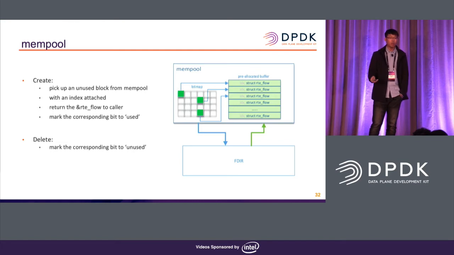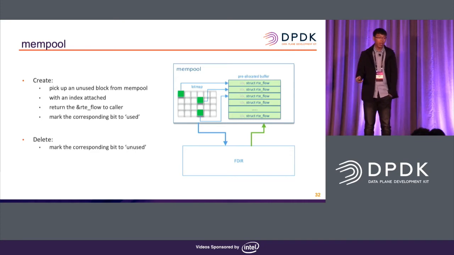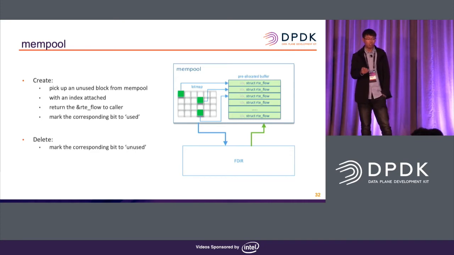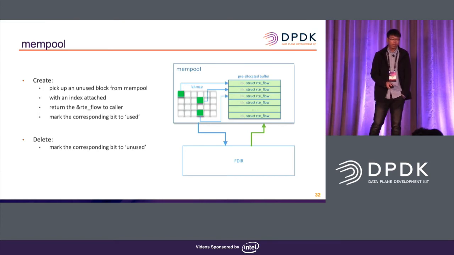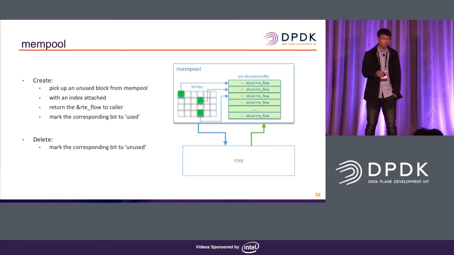So when creating, we can pick up an unused block from the memory pool with an index attached and return the address of the RT flow to the caller as handler, and then mark the corresponding bit to used. And when deleting, we can mark the corresponding bit to unused.